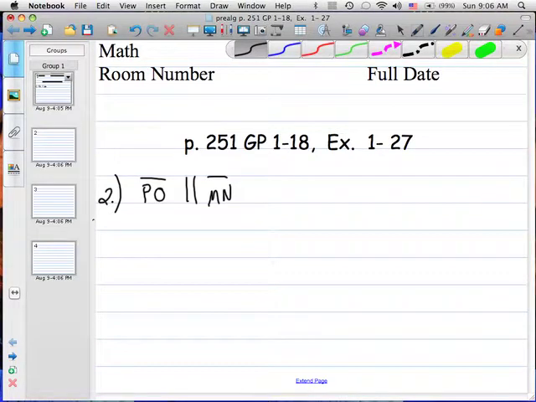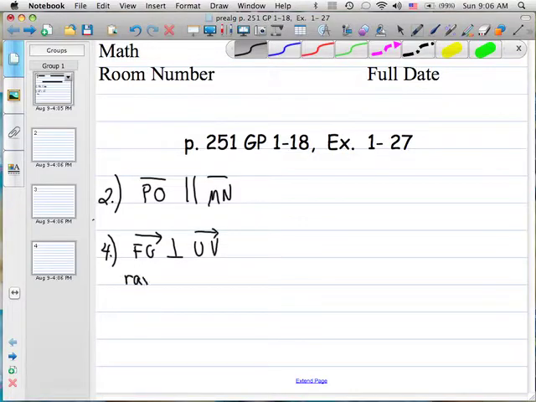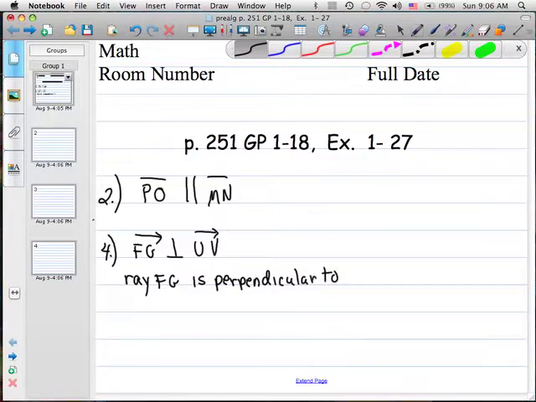Problems 3 through 5, write each statement in words. So number 4, we have these symbols. So changing that into English, this is ray FG. This is a symbol for perpendicular, is perpendicular to ray UV.